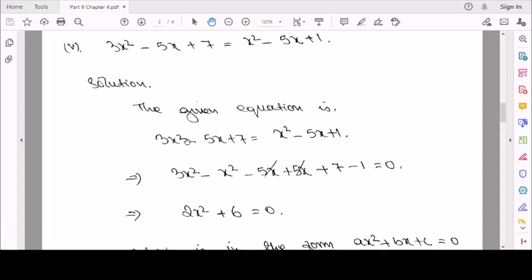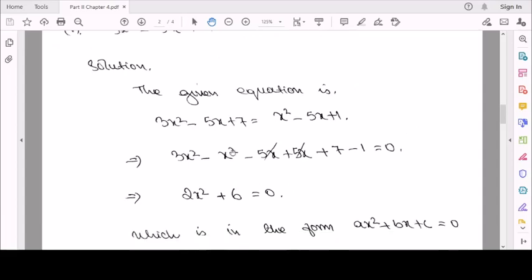The next step: 3x square. Is there any term on the right side similar to this 3x square? Yes, there is x square on the right side with a positive sign. When you bring it to the left, it will be minus x square. The next term is minus 5x. Is there any similar term on the right side? Yes, it is minus 5x. You bring it to the left, it will change to plus 5x. Then the next is plus 7, and the same thing with 1: if you bring it to the left, it will change to minus 1.